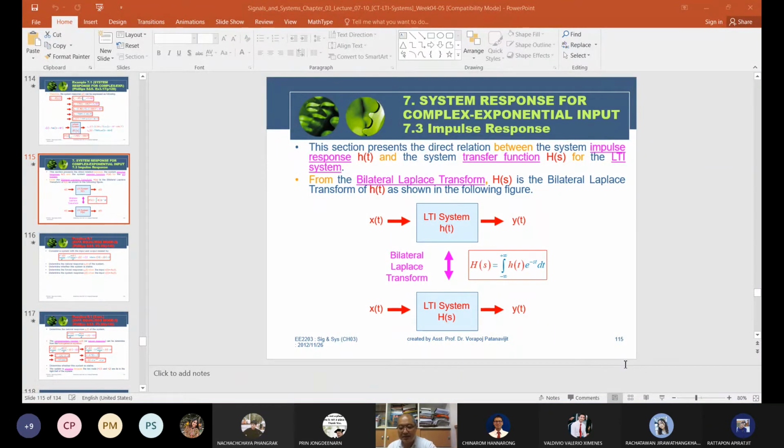5, 6, 7, 8, and I will give you the solution next time. I wrote it in the meeting chat. Can you see it? 3.5, 3.6, 3.7, and 3.8. Only these questions.